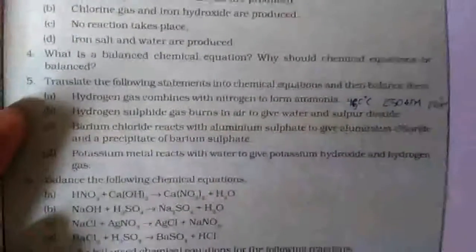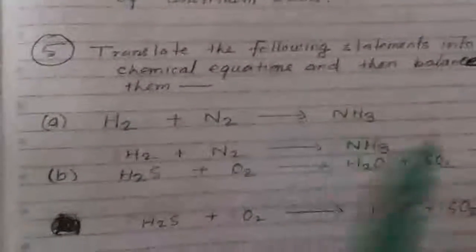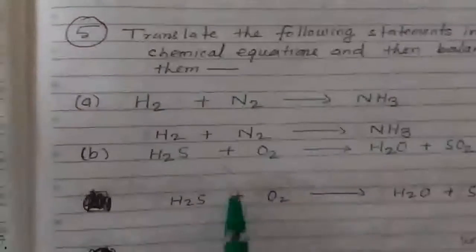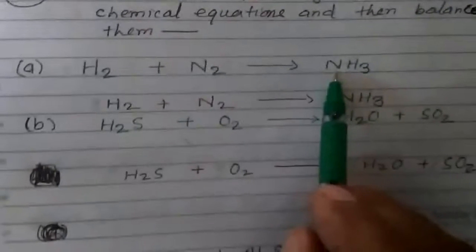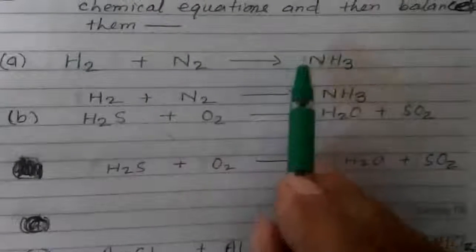Translate the following statements into chemical equations and then balance them. So A is: hydrogen gas combined with nitrogen to form ammonia. When hydrogen reacts with nitrogen to form ammonia, we will write it after balancing. Try to balance. Here the number of nitrogen atoms is 2, and here the number of nitrogen atoms is 1. So how will it be balanced? When we write 2 here.